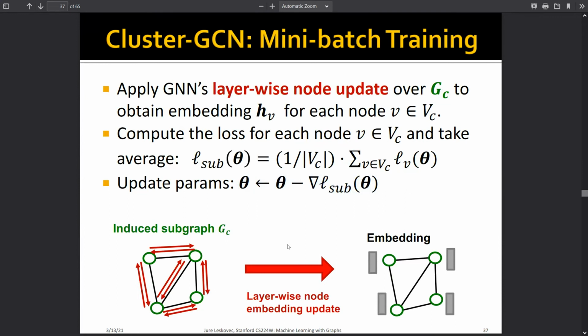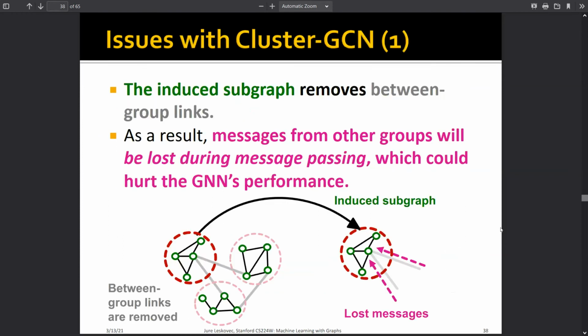Okay, so subgraph GC embeddings. This subgraph, the induced subgraph, removes the between-group links. Yes. So these links, the gray ones, will be removed if I understand correctly. Yes. Lost messages. So messages are lost during message passing, which could hurt the GNN's performance.